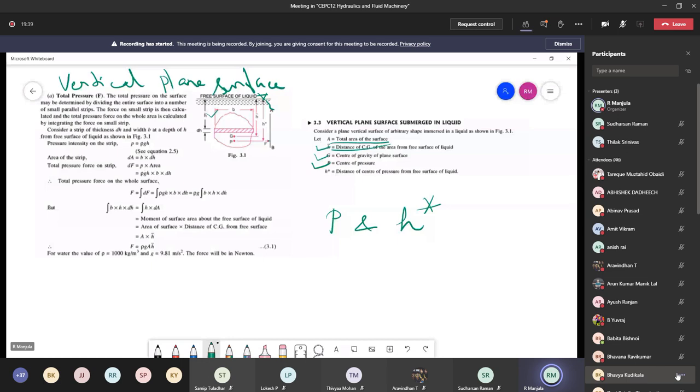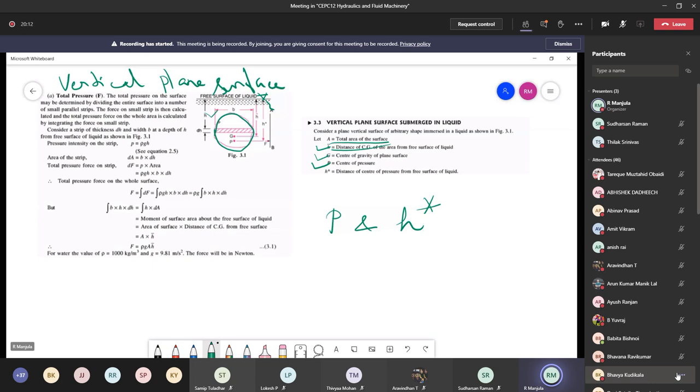So now consider this diagram. This is your arbitrary plane surface, and the total pressure on the surface is determined by dividing the entire surface into a number of small strips. You are considering a small strip here, and the force on the strip is calculated. If you find the force acting on this small strip and integrate over the entire area, you will get the total force on the surface.